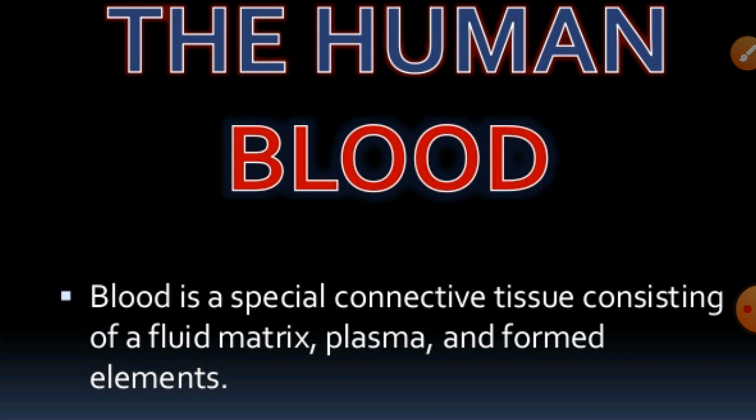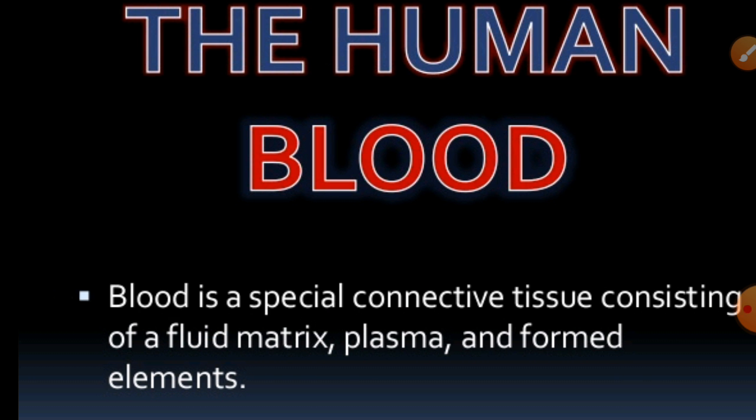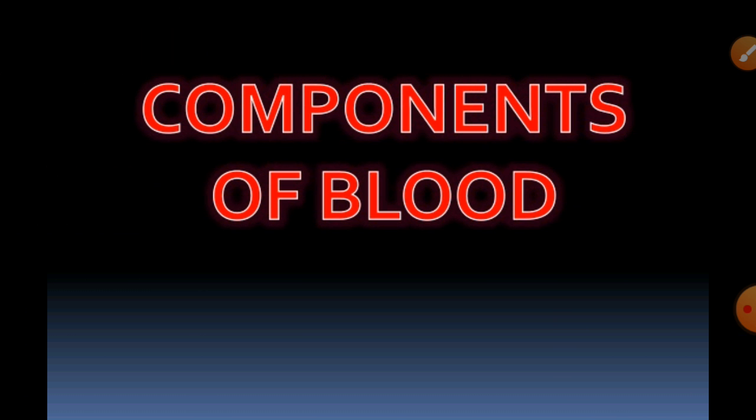Then we come to the next topic, which is most important: the blood. How necessary is blood? As we all know, blood is a special connective tissue, because it is capable of connecting all the different parts of our body. It has a fluid matrix, plasma, and different formed elements. Now, if we talk about the different components of the blood, we have to know them.